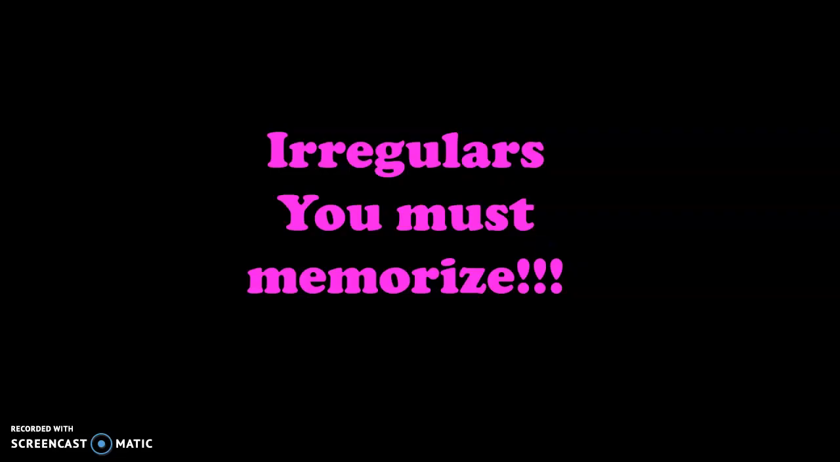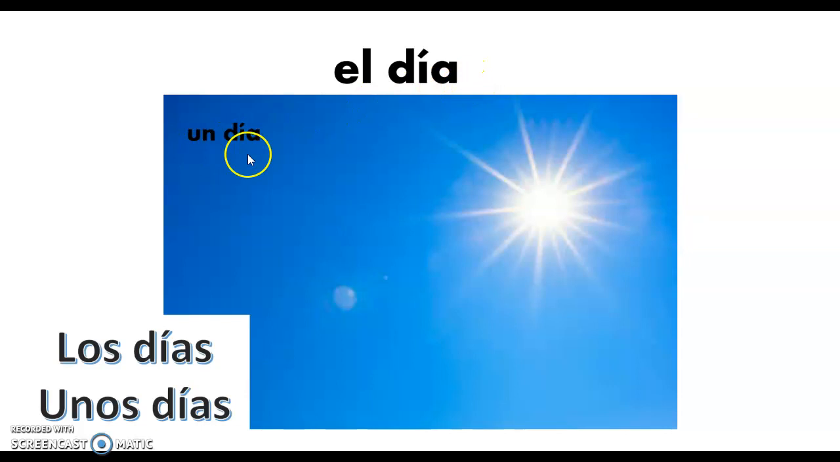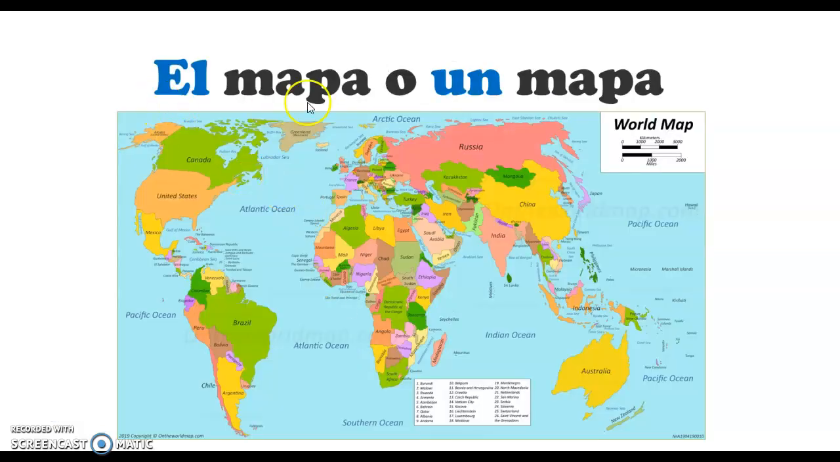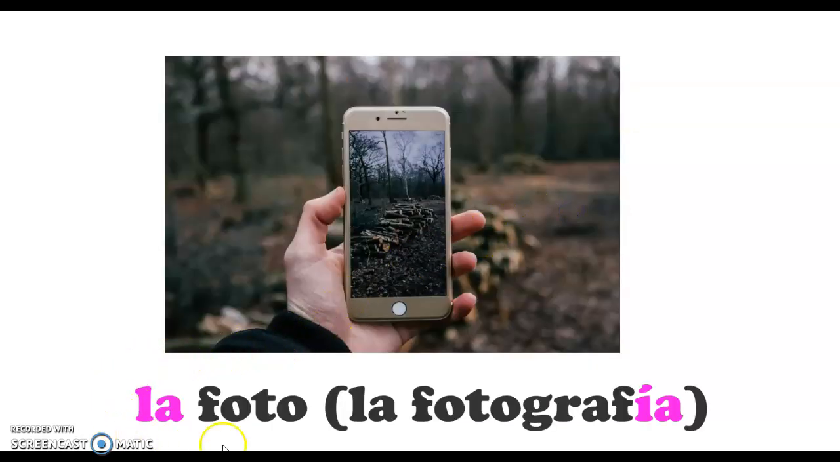Here's some more irregulars that you just must memorize. La mano. Las manos, unas manos. Una mano. El día. Un día, los días, unos días. That's why you say buenos días. El mapa, un mapa. El or un problema. Los or unos problemas. This one's not irregular, it's just we shorten the word fotografía, which is feminine, and we usually say la foto.